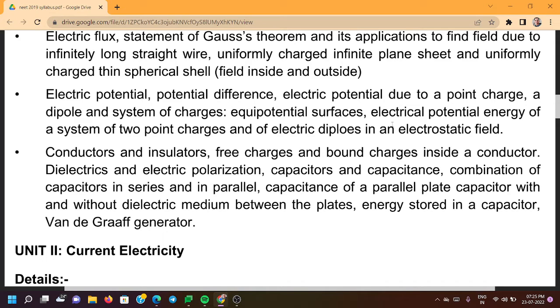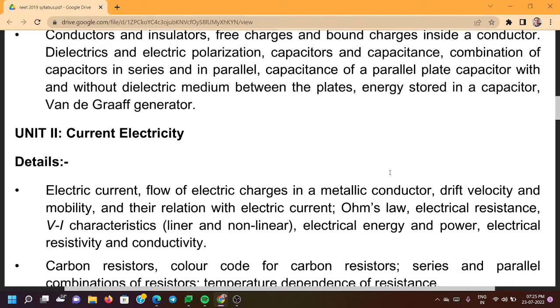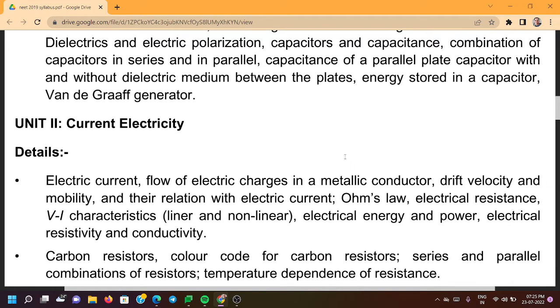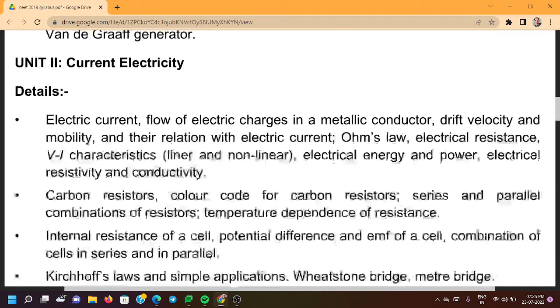Dielectrics and electric polarization, capacitors and capacitance, combination of capacitors in series and in parallel. Capacitance of a parallel plate capacitor with and without dielectric medium between the plates. Energy stored in a capacitor. Van de Graaff generator. Physics class 12th, unit 2, current electricity.